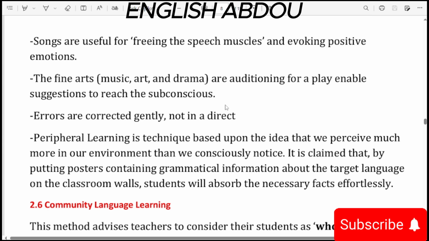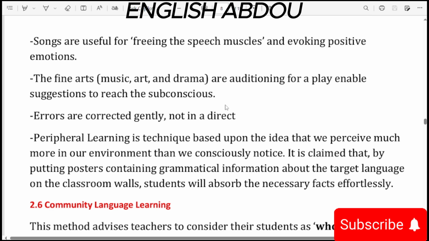Auditioning for a play enables suggestions to reach the subconscious, because these arts go immediately to the subconscious. Okay, errors are corrected gently, not in a direct way. So when a student makes a mistake or an error, the teacher does not stop him immediately and correct it, but he or she corrects it in an indirect way.